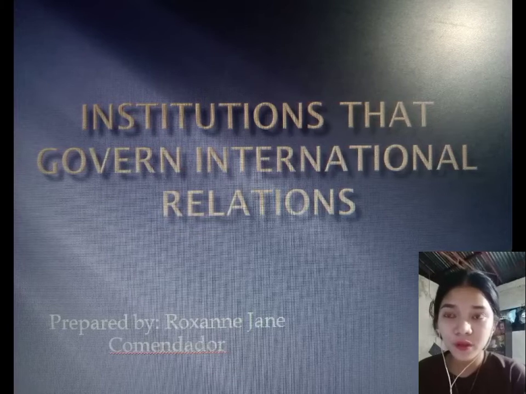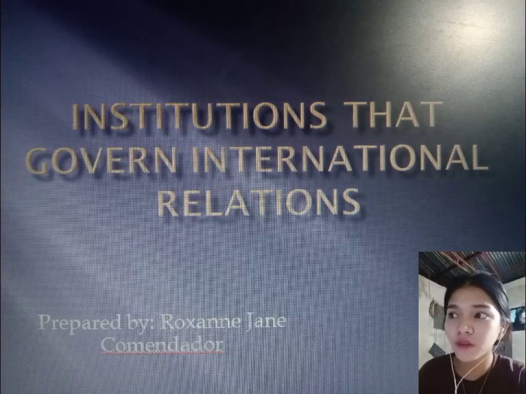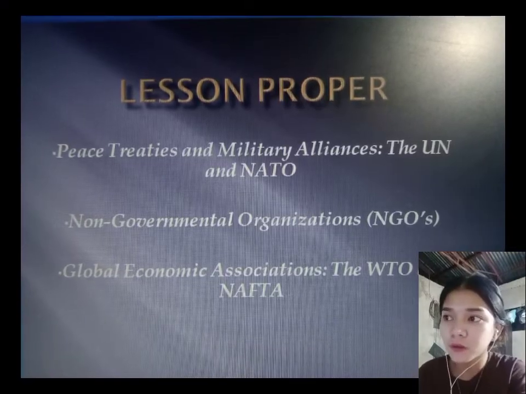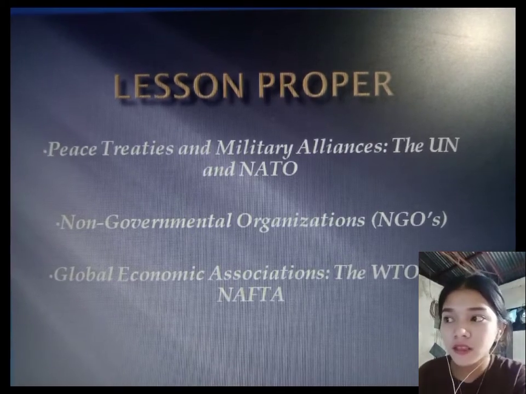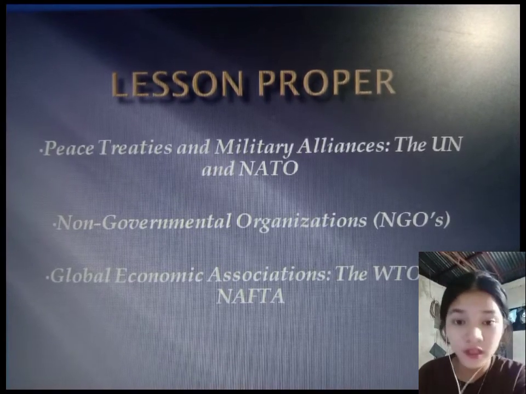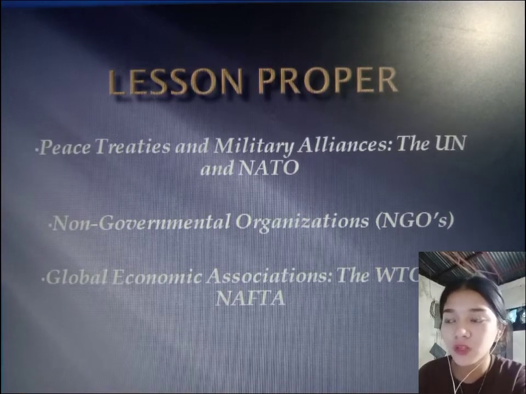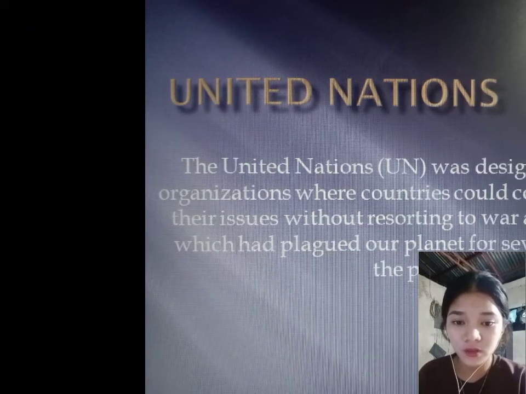Today we're going to talk about the institutions that govern international relations. We have the lesson papers. The first one is the UN and NATO. The second is the non-governmental organizations or NGOs, and the third one is the Global Economic Associations, the WTO and the NAFTA. So, what is the United Nations?